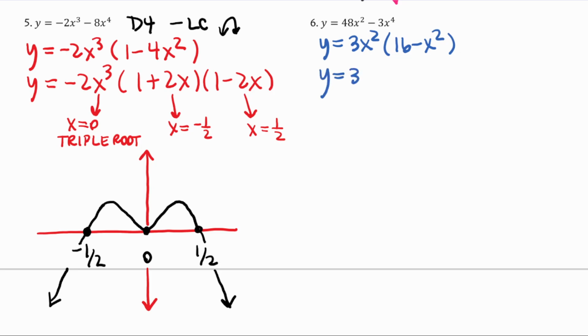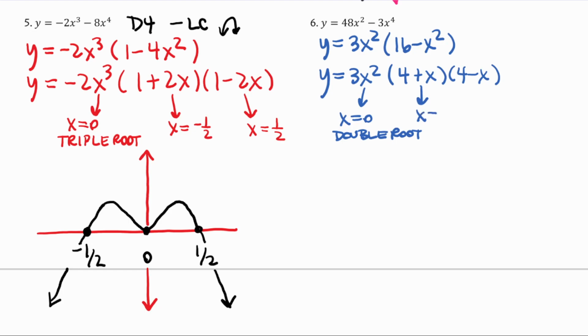Y equals 3x squared. 16 minus x squared is a difference of 2 squares, so that would be 4 plus x and 4 minus x. And, okay, my x-intercepts will be x equals 0, which is a double root. X equals -4, single root, and x equals +4, that's also a single root. Okay.